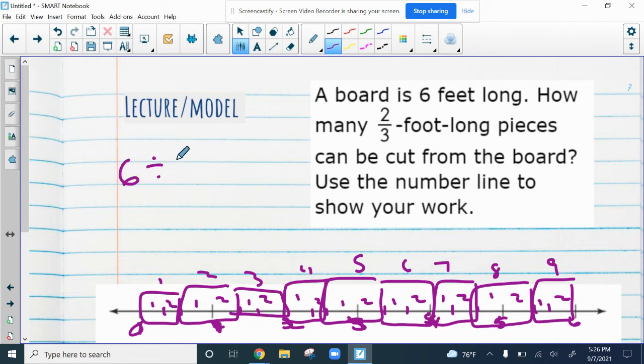6 divided by 2/3 equals 9. So that visually is what is going on when we divide fractions.